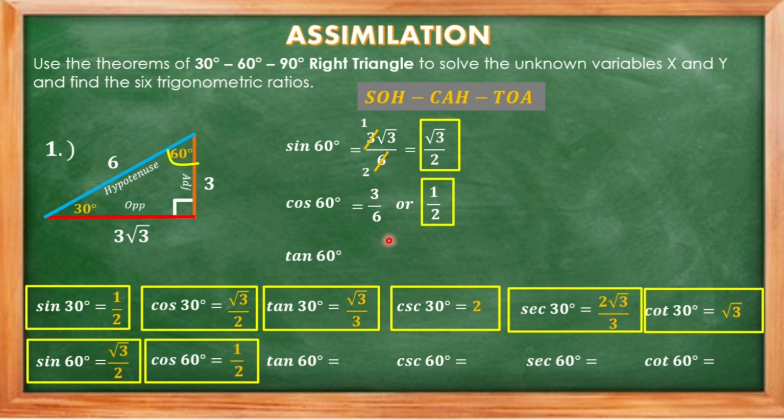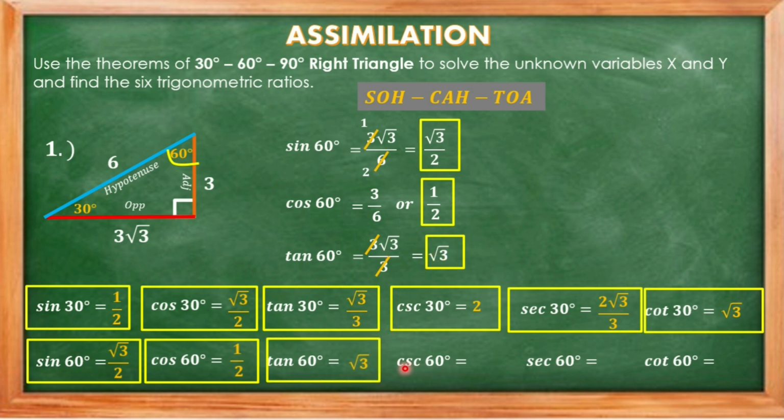Next, for tangent 60 degrees, so toa naman, opposite over adjacent. So, ang opposite natin ay 3 the square root of 3. Adjacent is 3. So, we have 3 the square root of 3 over 3. So, yung 3 at saka yung 3 dito sa denominator, pwede na natin yan i-cancel. So, 1 lang ang sagot sa kanila. So, ang natira na lang ay the square root of 3. That is tangent 60 degrees.